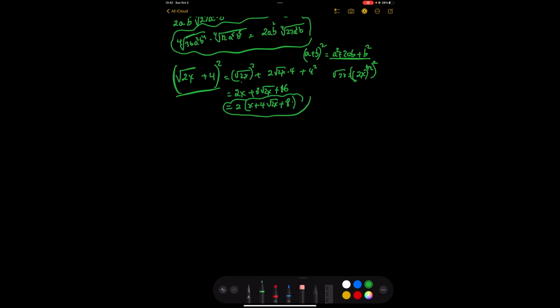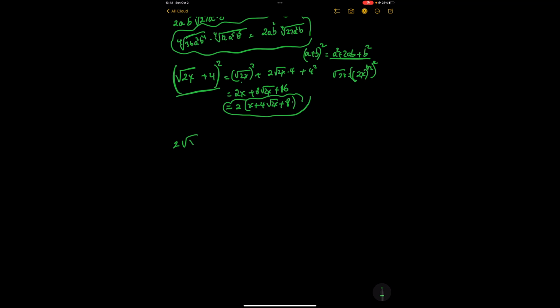Let's do this one. Let's do 2 square root of x minus square root of y, times 3 square root of x plus square root of y. What would that equal to? Well, we're going to do what we call the FOIL. You know what FOIL is? First, outer, inner, and last, basically.